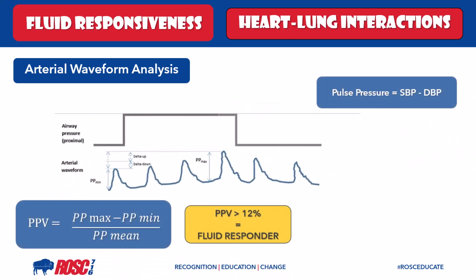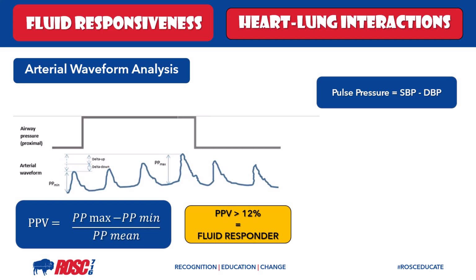Next, let's take a closer look at pulse pressure variation. And again, as a reminder, pulse pressure equals the systolic blood pressure minus the diastolic blood pressure. And pulse pressure variation is the pulse pressure max minus the pulse pressure minimum divided by the pulse pressure mean. Again, your monitor does this for you, but in some limited resource situations, you might have to actually know this formula to determine your pulse pressure variation. More about this very shortly. If your patient has a pulse pressure variation of 12% or greater, they're a fluid responder.